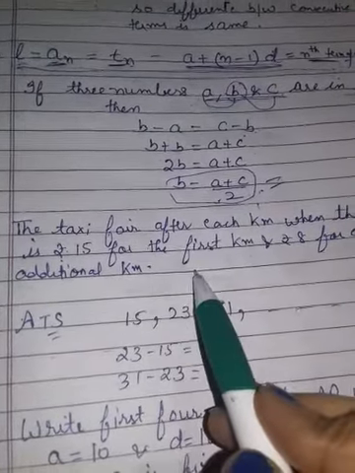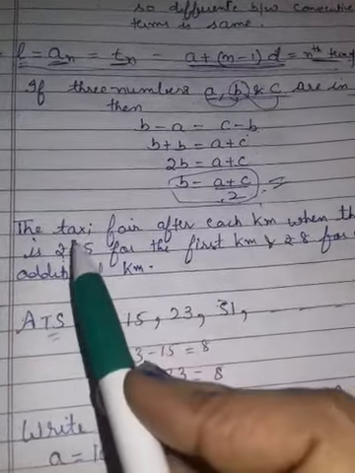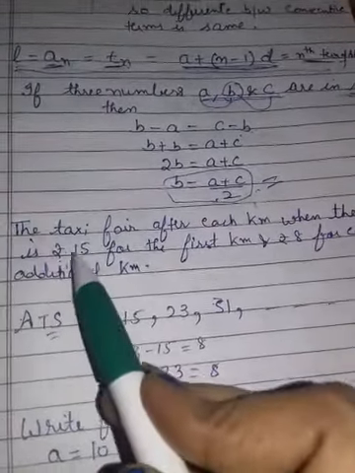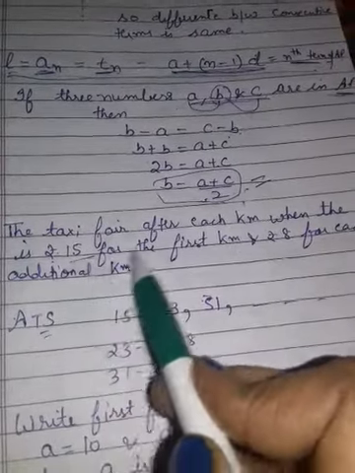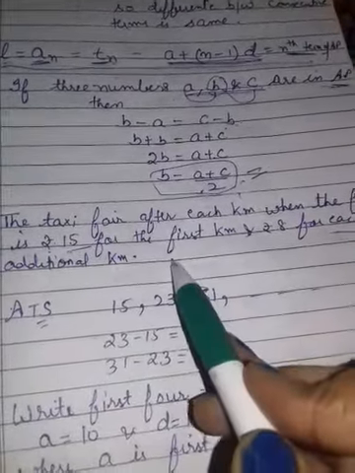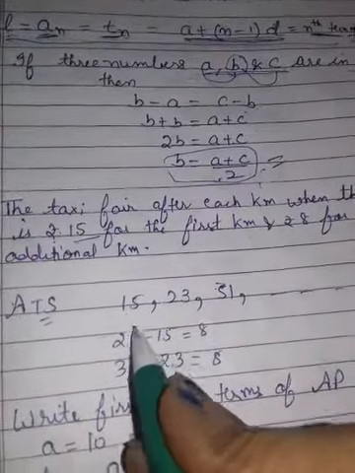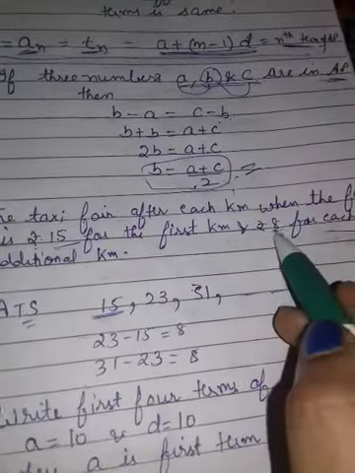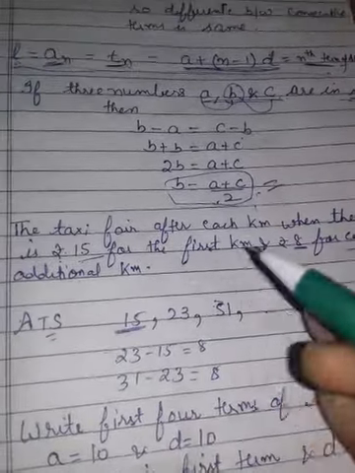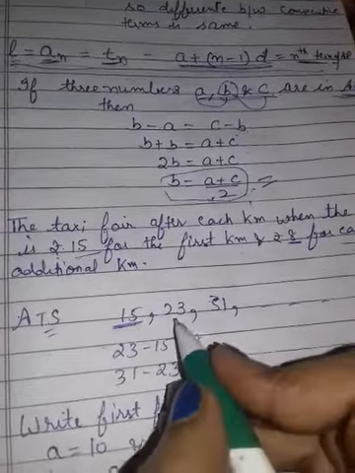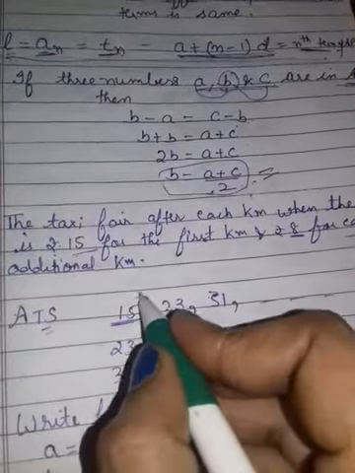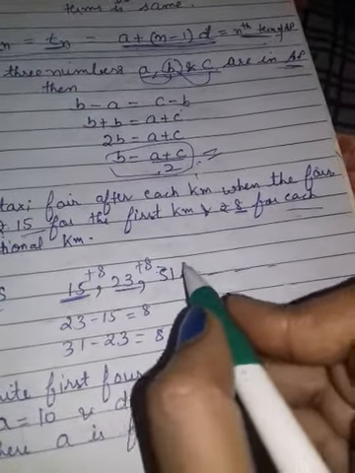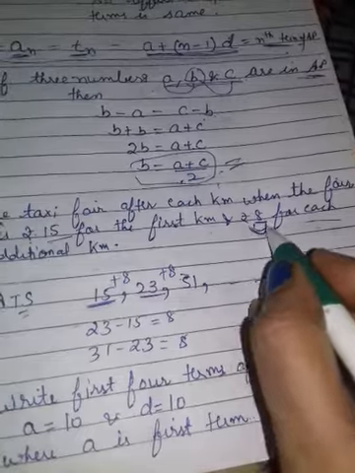Check whether it is an AP or not. What is the question? The taxi fare for the first kilometer is rupees 15, and for each additional kilometer it is 8. According to the question, for the first kilometer you have to pay rupees 15, and for each additional kilometer, if you go to the second kilometer, you have to pay 23, meaning 8 more. Then next, again 8 more, meaning every time you will add 8. Why? Because of the additional kilometer.